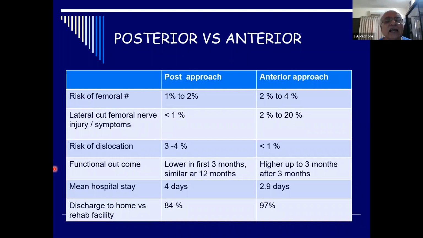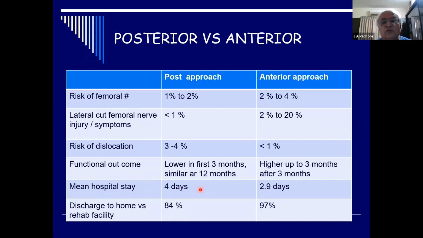The younger surgeon will have to take it because even though there's a learning curve, I think people have to try and get this anterior approach popularized. Functional outcome is lower in the first 3 months, that's why I told you, because you are cutting the abductor, they have a little pain, abductor deficiency. But after a couple of months, the approach becomes the same. Lower up to 3 months, and after 3 months, it is the same.